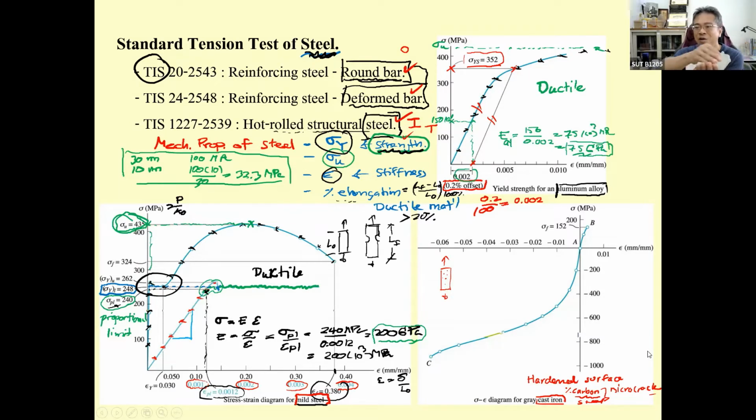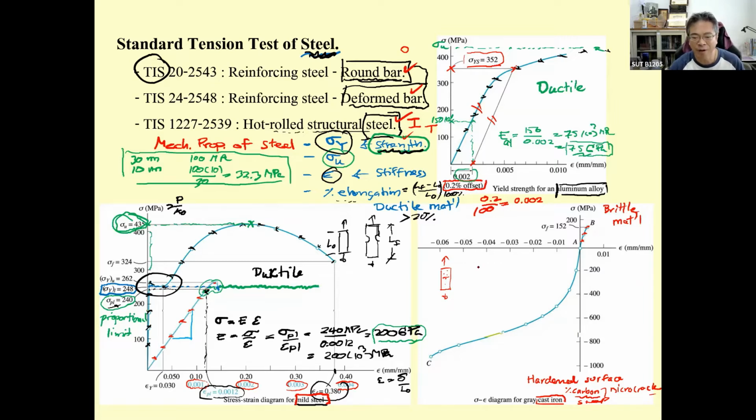Okay, and then when the micro cracks open, the area that takes the force will reduce, and then the failure of the cast iron in tension will be abrupt. That means this kind of material in tension is going to fail in a brittle manner.